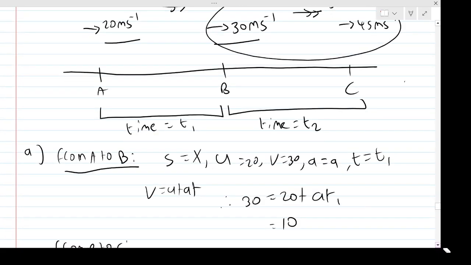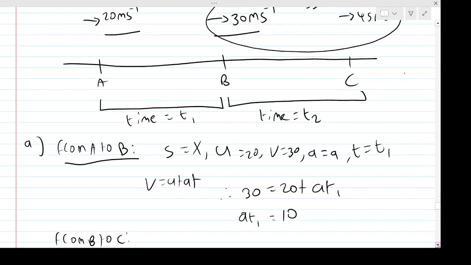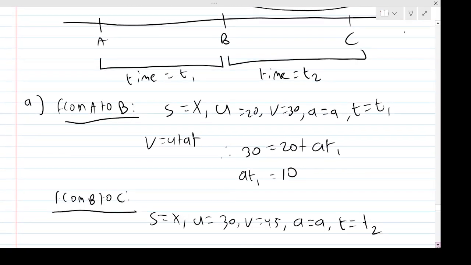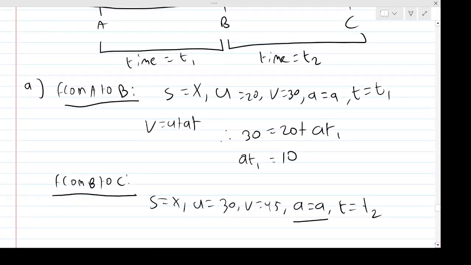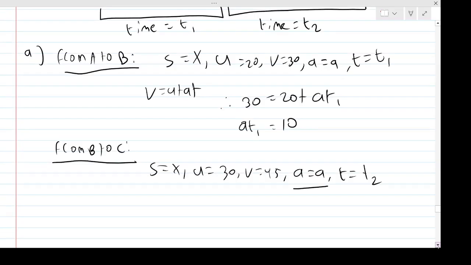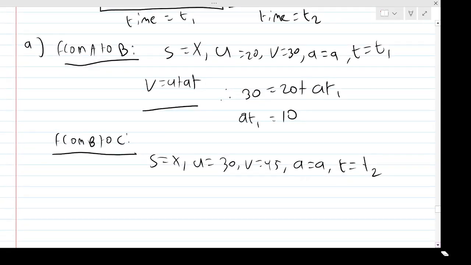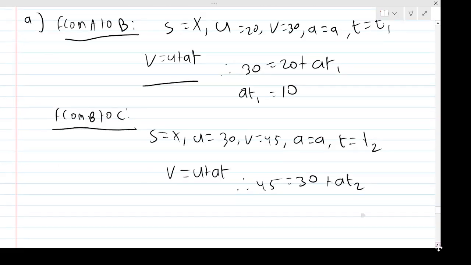So AT1 is there. Now you'll see why I picked A here, because it's the same value. A is A in both equations. You'll notice I get a sort of simultaneous equation in a minute. So again, I'm going to use the same formula, V is U plus AT. It's the only one without S in. So therefore V is 45. It's going to be 30 add AT2. So if I take away 30, I'll get AT2 is 15.